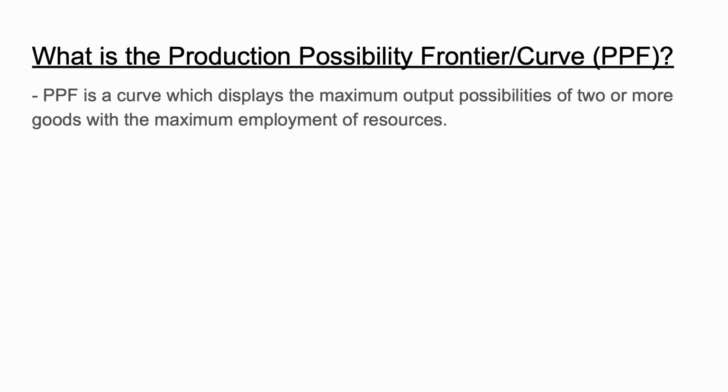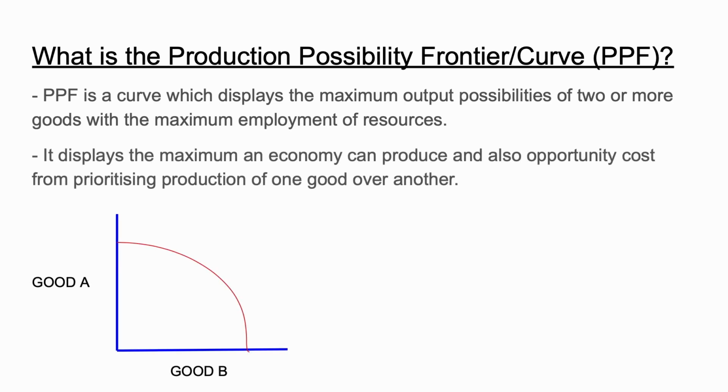A PPF is a curve which displays the maximum output possibilities of two or more goods within an economy, as long as there is a maximum employment of resources. So it displays the maximum an economy can produce and also the opportunity costs from prioritizing production of one good over another. So here is a PPF.